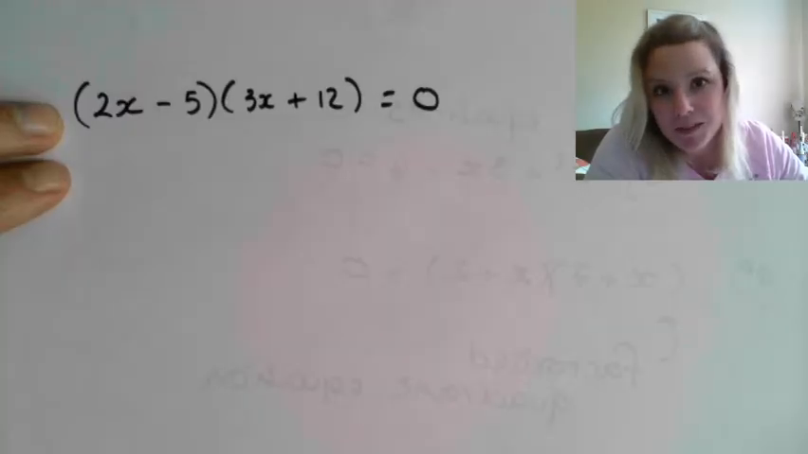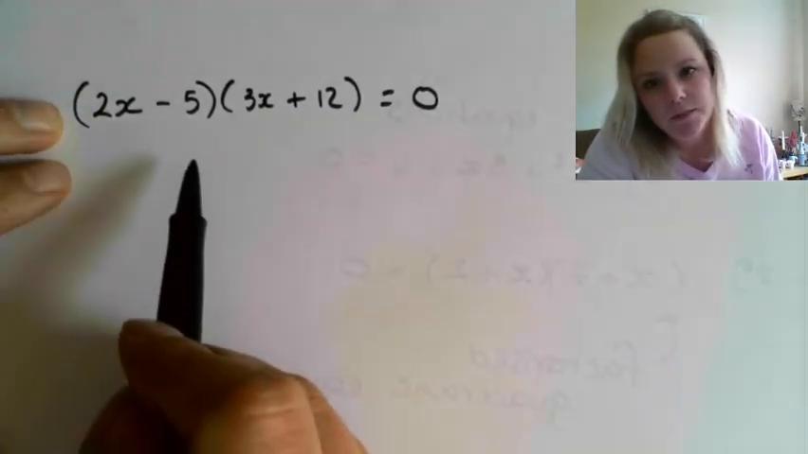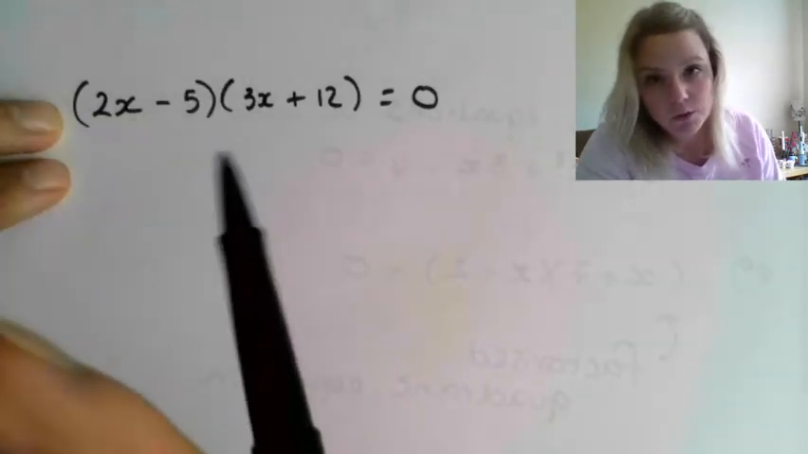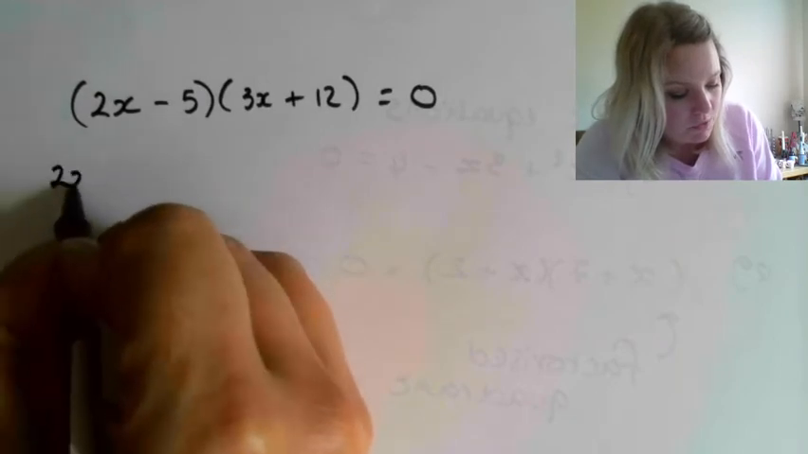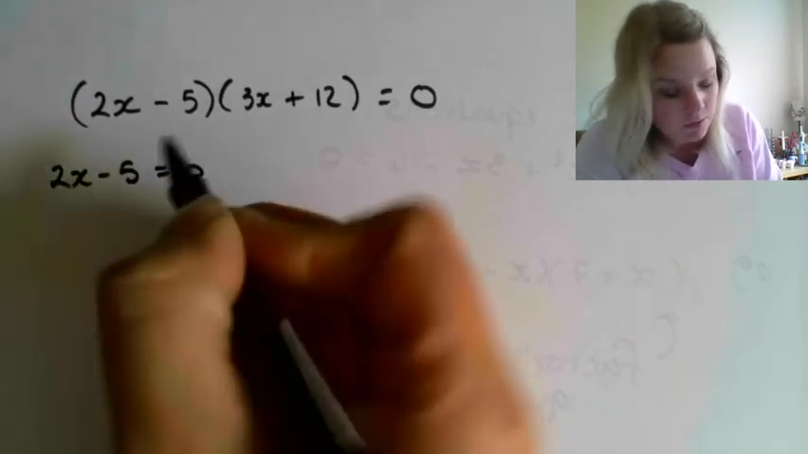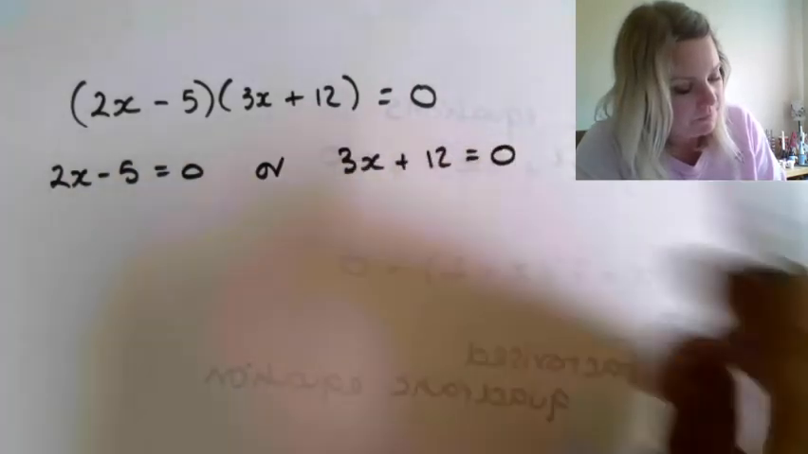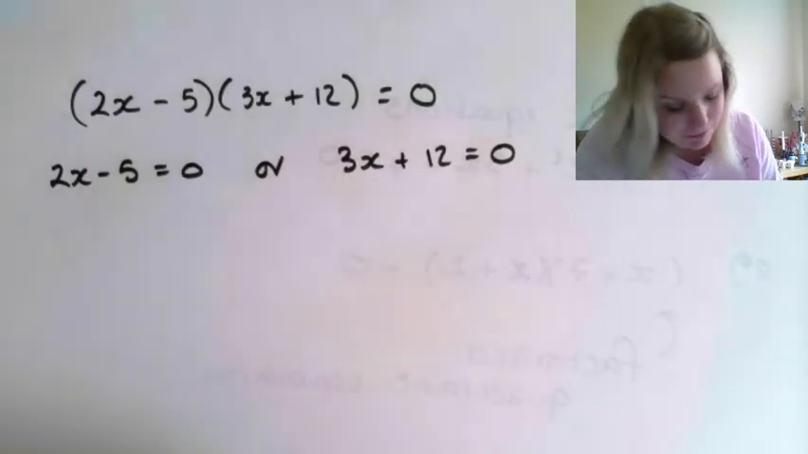Okay, so bonus example time. If we had something like this, where 2x minus 5 multiplied by 3x plus 12 equals 0, then one of these 2 brackets at least must equal 0. So we would say 2x minus 5 equals 0, or 3x plus 12 equals 0. Then we just solve the 2 of them independently of each other.